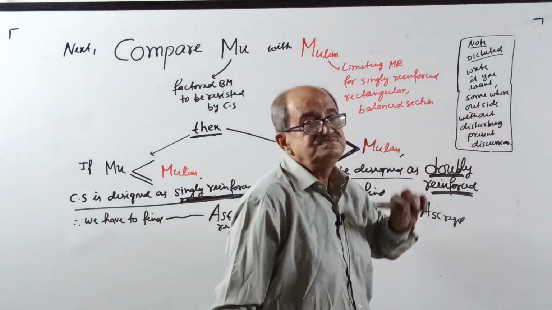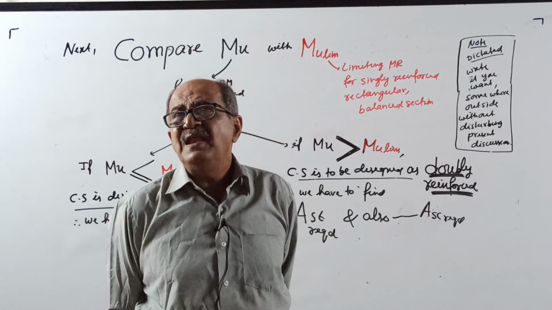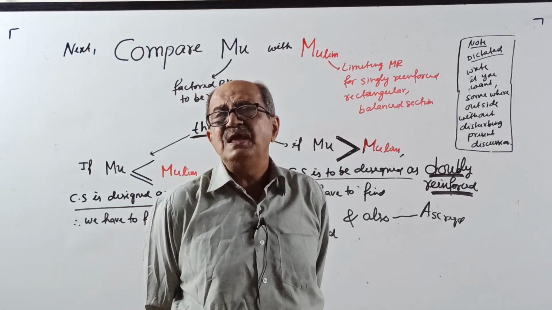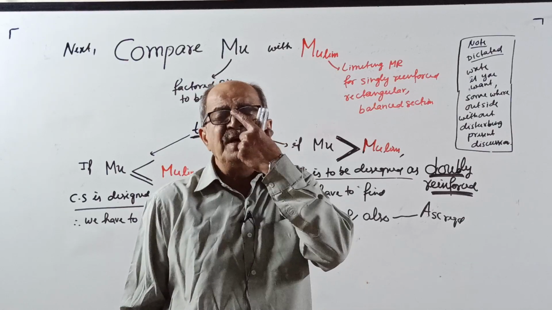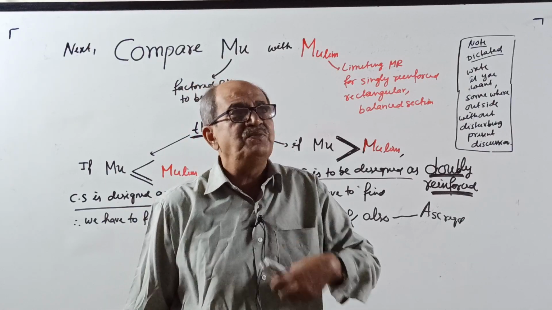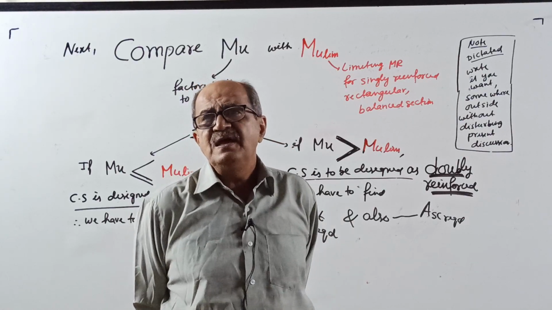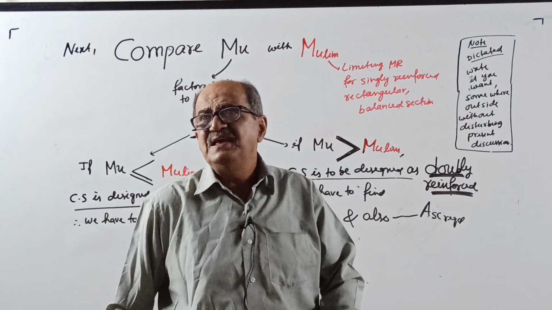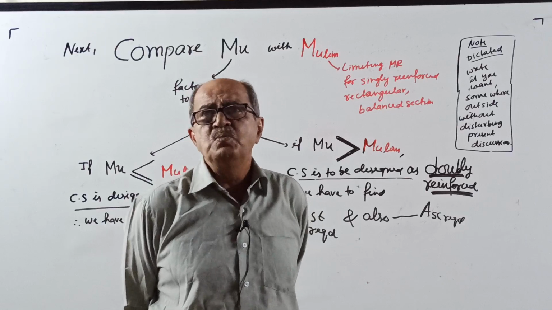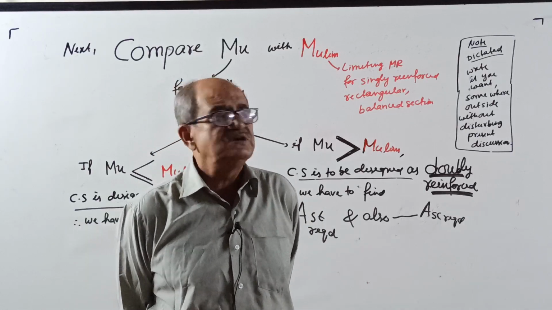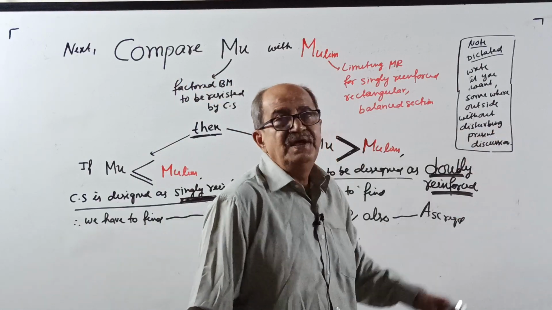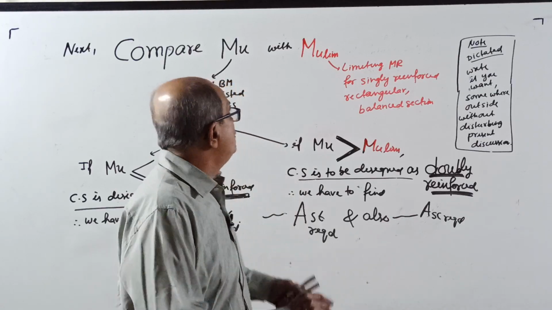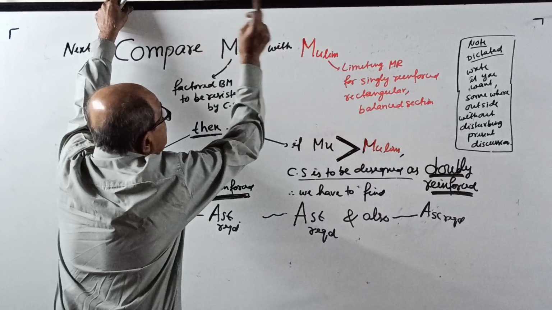See, I will tell you what. During analysis, you don't decide singly or doubly. What you decide is whether the cross section is under reinforced or over reinforced. There you compare Xu with Xu max. Xu less than Xu max is under reinforced. Xu more than Xu max is over reinforced. That is for analysis. But in design, you don't compare Xu with Xu max. You compare Mu with Mu limit.